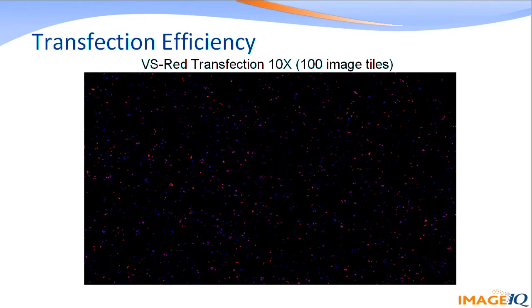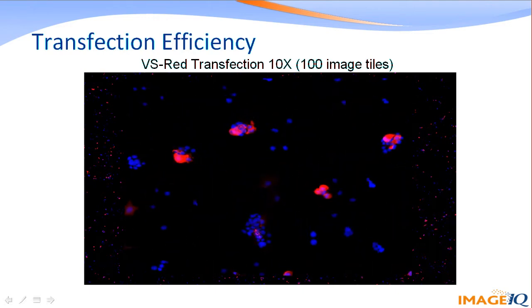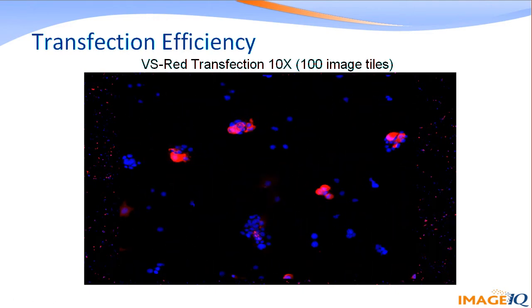And what you see here on the screen is an example of that. It's an image of a cell culture surface area that's comprised of 100 image tiles taken at about a micron per pixel. All the cells are labeled in blue with a nuclear marker called DAPI, and the protein of interest here is red.